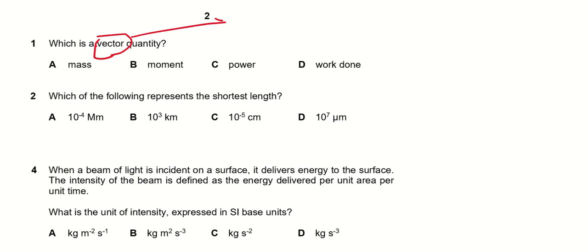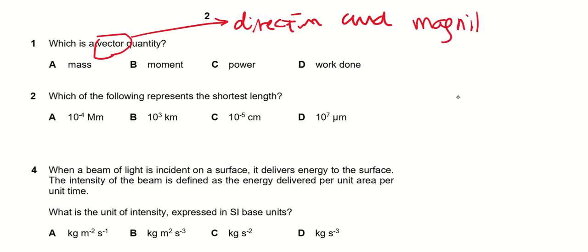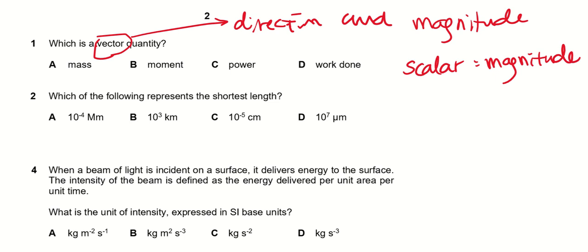First of all, you need to know what vectors are. They have direction and magnitude. For scalar, it only has magnitude. So for this question, they're asking for the physical quantity that has direction and magnitude. The first one is mass. Mass is a scalar. Moment is a vector, because if you recall, it's either a clockwise or anti-clockwise moment. Power is a scalar, and work done is also scalar.